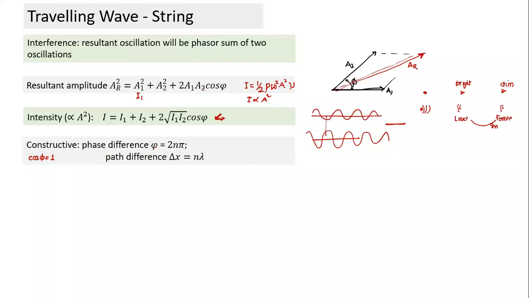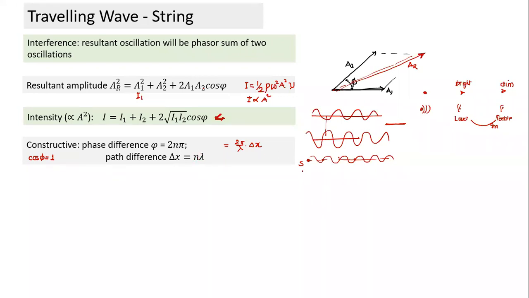Or you can write, in case of constructive interference, cos phi has to be equal to 1, or phi has to be equal to 2n pi. But phi is also equal to 2 pi by lambda into delta x. So delta x is equal to n lambda. If the path difference is an integral multiple of the wavelength, then whatever oscillation this point has, this point at a distance lambda will also be in the same phase, and so will the next. So every distance lambda, the phase remains the same.